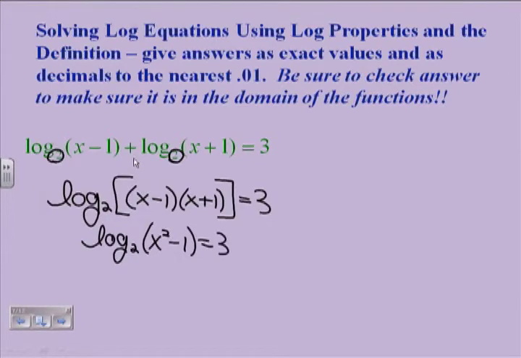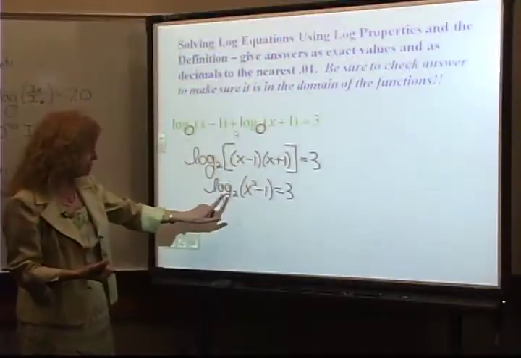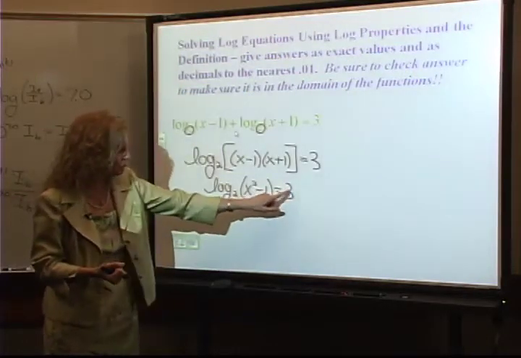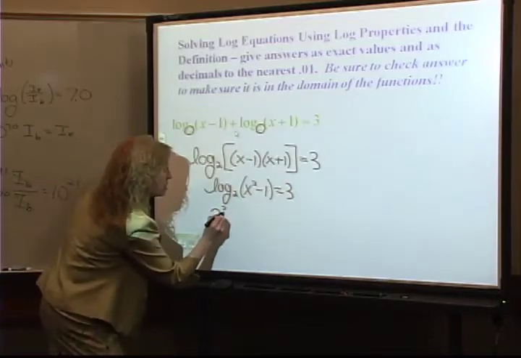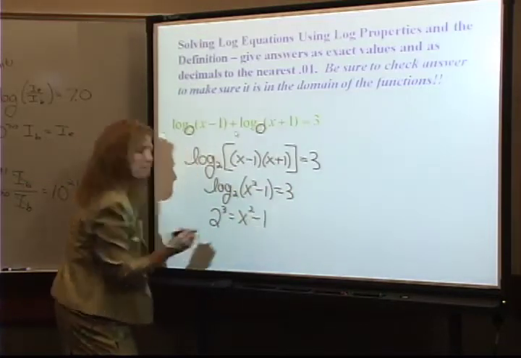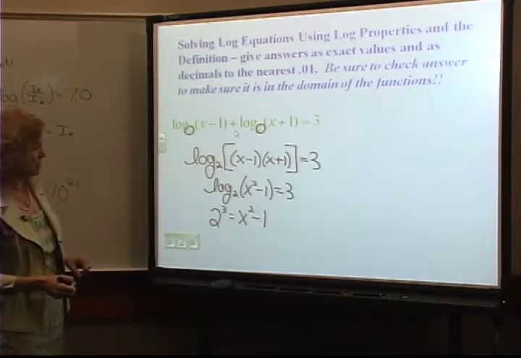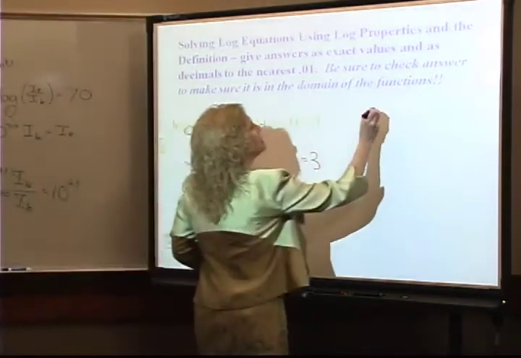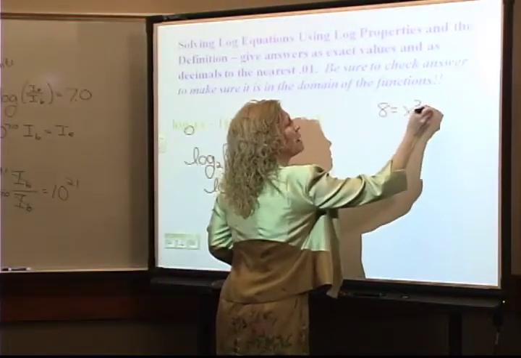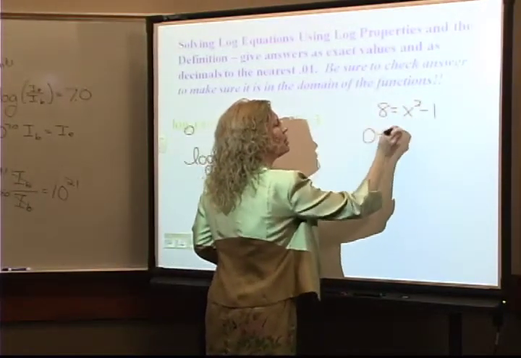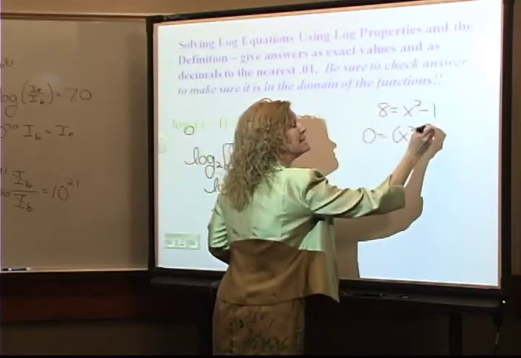And now I've pretty well exhausted the basic steps that I can take. Now I need to address the situation that my variable is inside of the logarithm. Using the definition, 2 to the 3rd power has to equal x squared minus 1. Well, that's an 8. So 8 equals x squared minus 1. 0 equals x squared minus 9.